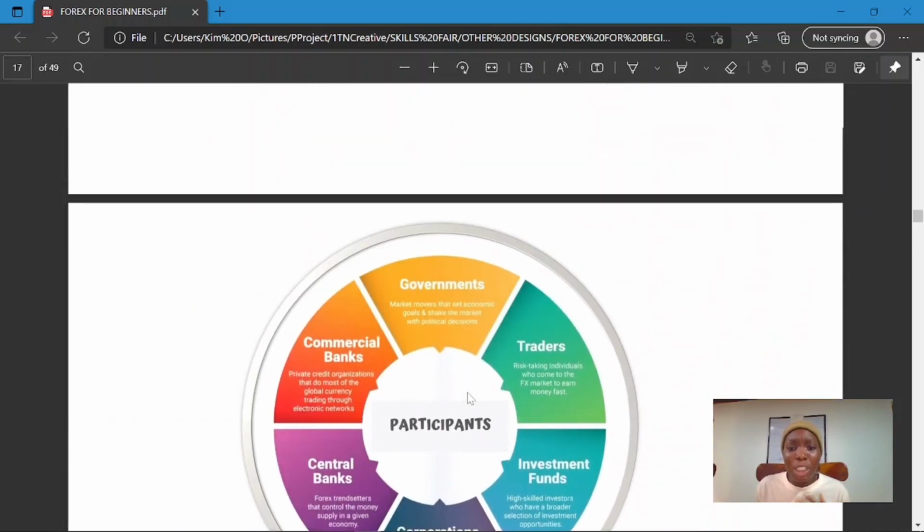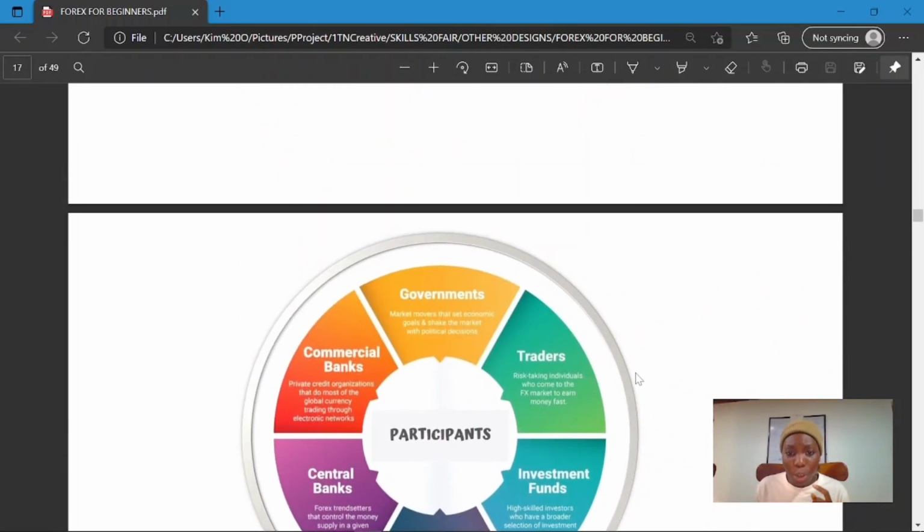There are 6 major market participants in this industry. The first participants are the government. Okay, the governments are the market movers. They set economic goals and shape the market with political decisions. The governments are the ones who determine what the central banks trade and how the central banks trade. They control the central banks. Basically, the government of a country obviously has the power to control the central banks, a regulated power to control the central banks.